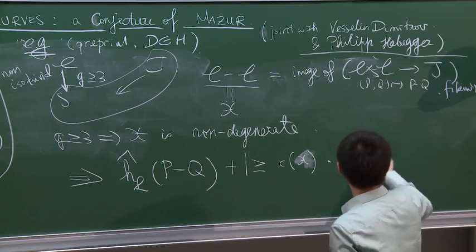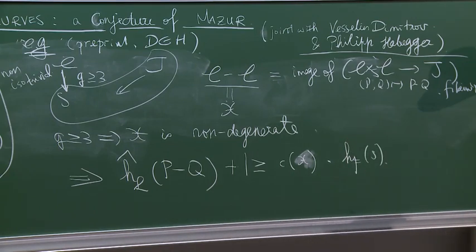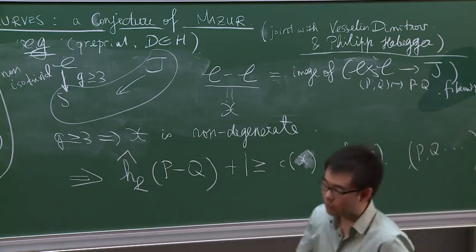times the Faltings height of the base point. Of course, for P, Q satisfying those conditions. But this is an open condition for the rest points. For the rest of points, we use those packaging arguments.